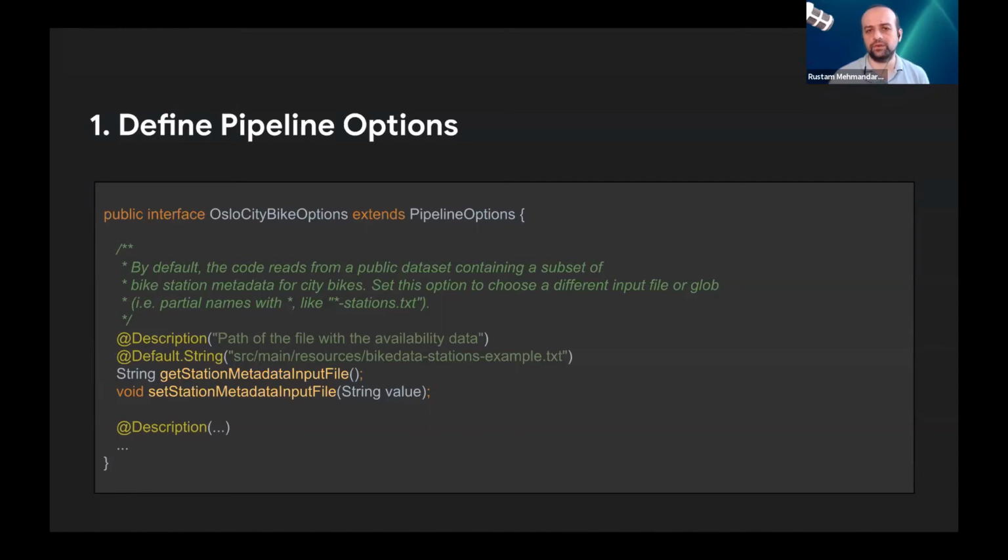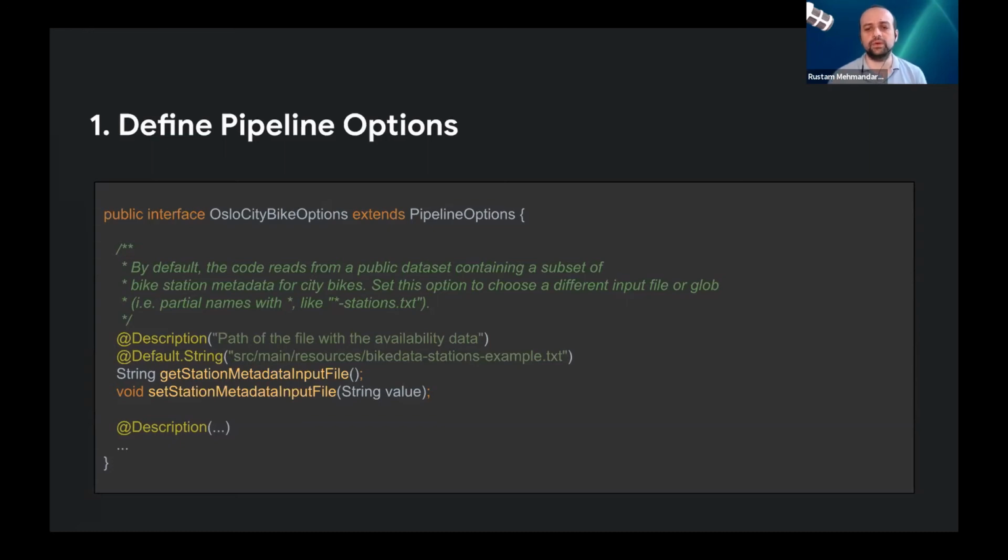So if it's going to be files or databases where you're going to put the output, you define things. You, for example, give it a name. You call it something. So like here, I see that I have a get station metadata input file option, where the input files for the station metadata is. I give it a name with @description. I give it a default string, so a default value.